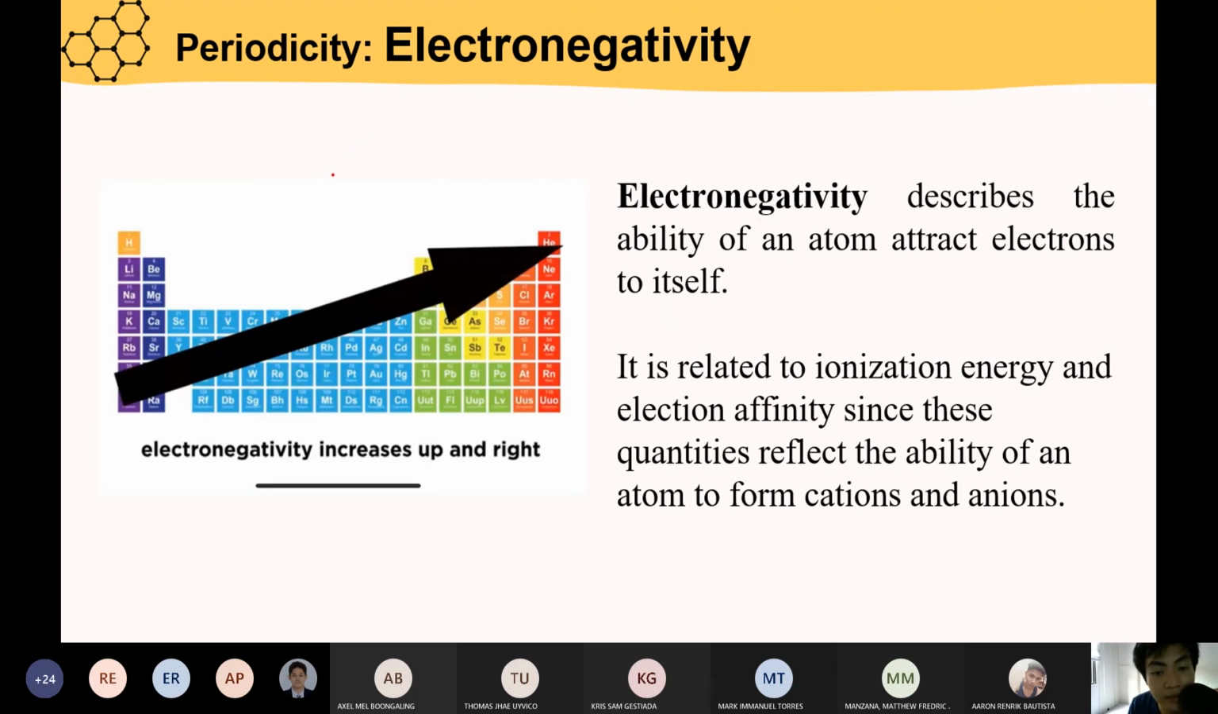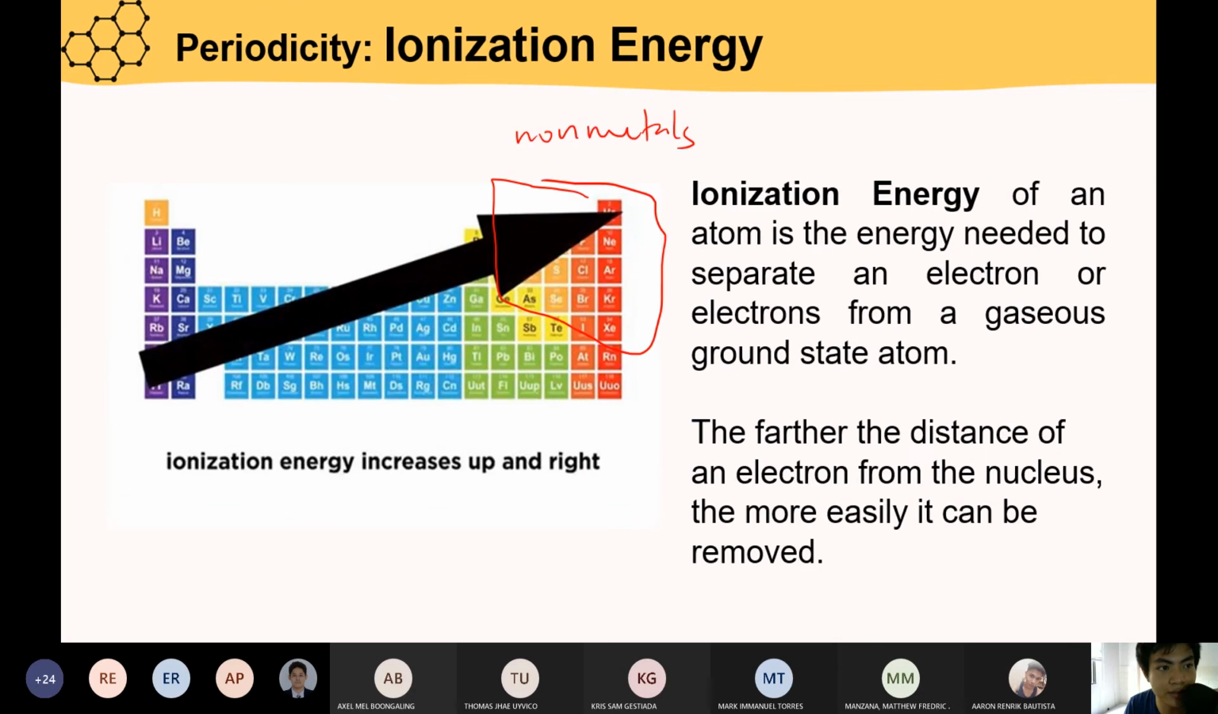This is very similar to electron affinity. This is the tendency of an atom to attract electrons. Again, the closer the electron to the nucleus is, the more attracted they become. The farther the electron is from the nucleus, the lower their attraction, meaning they are not that attracted. And that is the summary of all the periodic trends now.